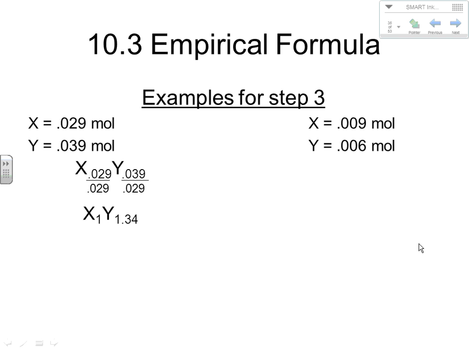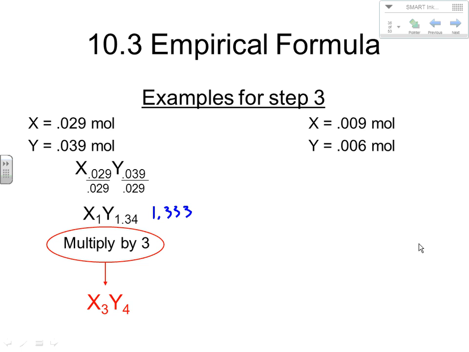Well, this is pretty close to 1.333, which is a third. Well, if you triple a third, you get a whole. So this is one where we would want to multiply by 3 to get to whole numbers. And that would keep the ratio, but now give me whole numbers. So if I multiply both of those by 3, I get X3, Y4. That would be my empirical formula.